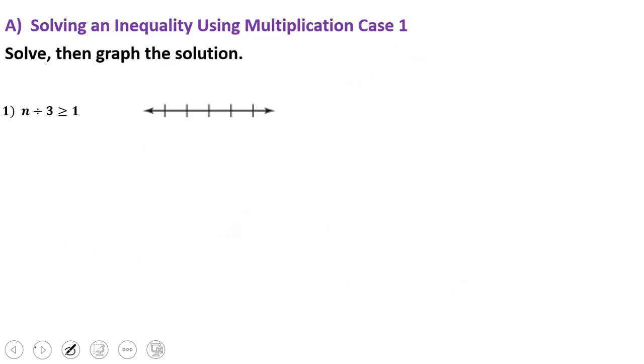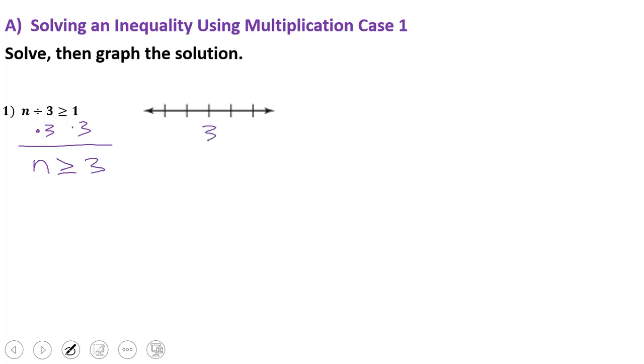Solving an inequality using multiplication using case 1, meaning everything's going to be positive. So here I have in number 1, n divided by 3 is greater than or equal to 1. So how am I going to isolate n? Well, I'm going to do the inverse. And the opposite of dividing by a positive 3 is to multiply by a positive 3. And of course, my property of inequality says I can multiply both sides by that positive 3, and the inequality will stay true. So n is greater than or equal to 3.